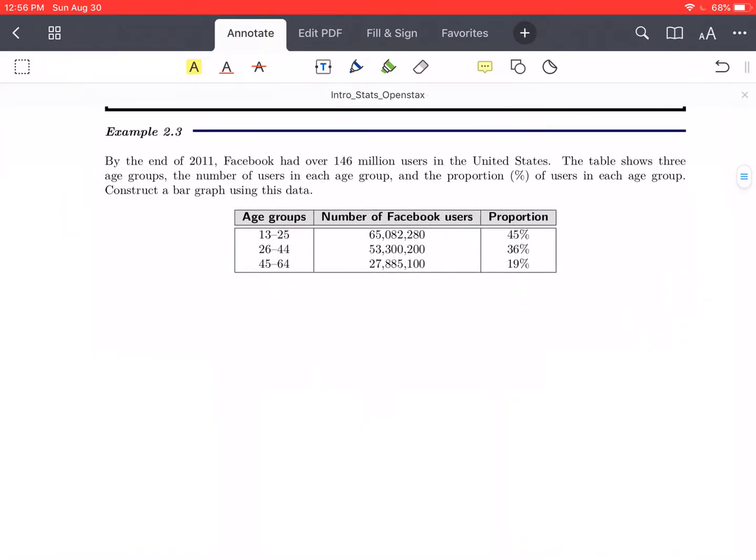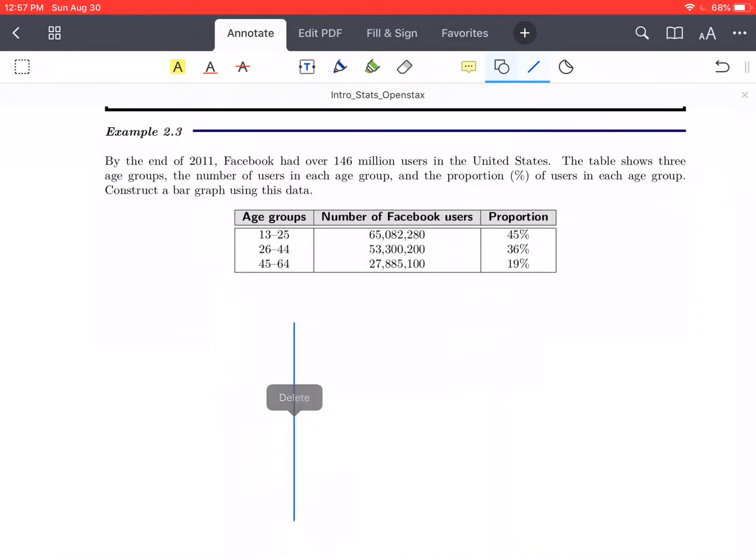So for this example, by the end of 2011, Facebook had over 146 million users in the United States. The table shows 3 age groups, the number of users in each age group, and the proportion of users in each age group. Construct a bar graph using this data. Alright, so let me make some axes here. There we go.